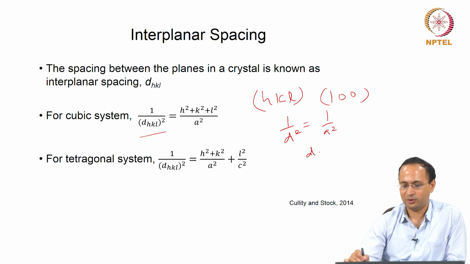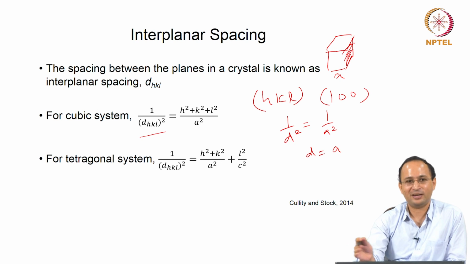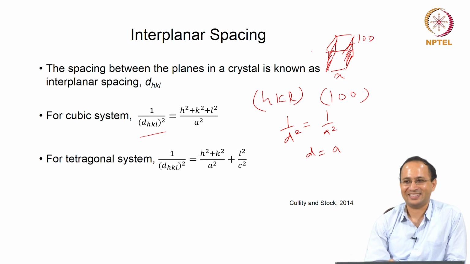So your d is equal to a in this case. That makes sense: you have a cubic system, we are talking about this plane, this is length a. So the interplanar spacing for these planes, 1 0 0, is a. Same thing you can do for tetragonal. Similarly, there are different expressions for other systems.